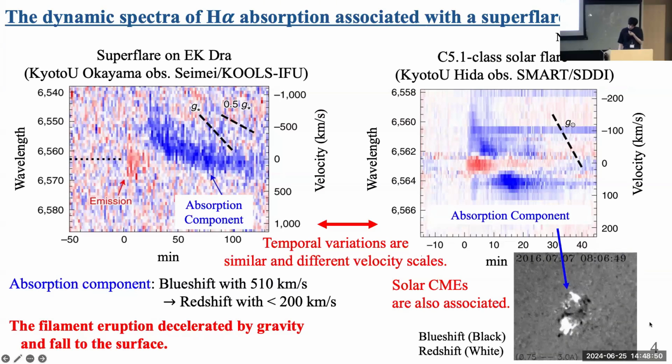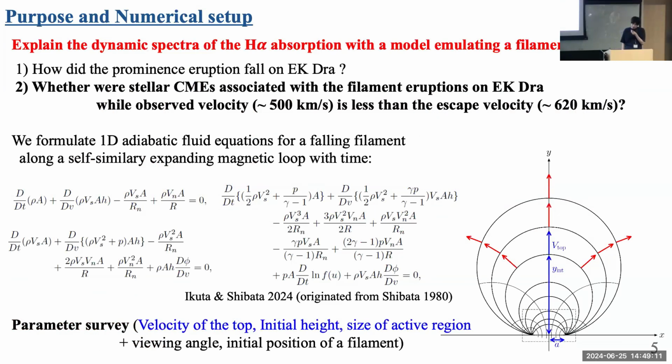For the solar one, the same trend is shown, and CMEs are associated, although its blue shift corresponds to 150 km per second, less than the escape velocity. Then the purpose is to explain the dynamic spectra of H-alpha absorption using a model emulating the filament eruptions. Specifically, we would like to investigate how filaments on EK Dra fall and whether CMEs are associated with a superflare or not. Then we develop a model of the self-similarly expanding loop for falling filament.